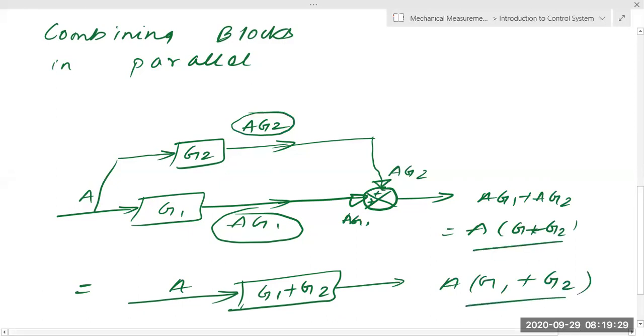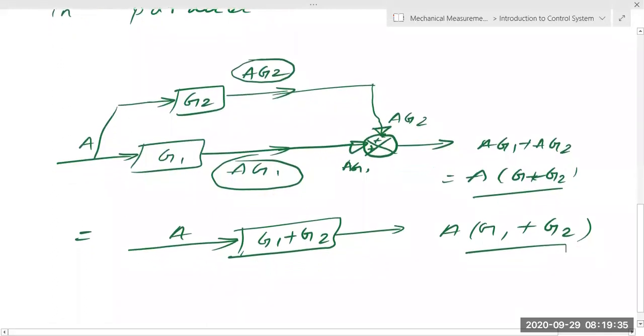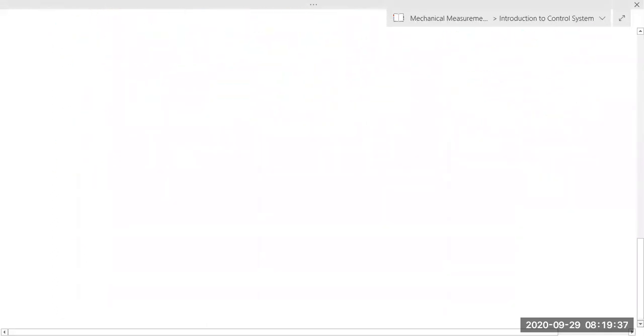So if there are parallel blocks, we can add the blocks, okay? And if there are series blocks, we can multiply the blocks to convert it into a single block. This is block diagram reduction algebra, okay? Now I'll take you to another type. Before giving you the type, I'll just give you a hint.